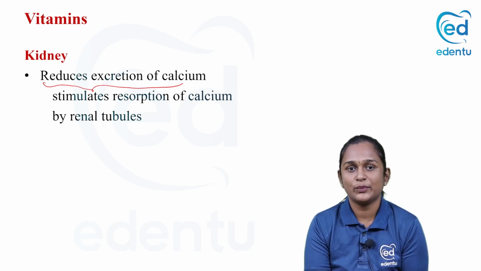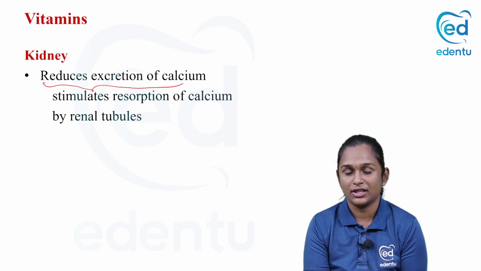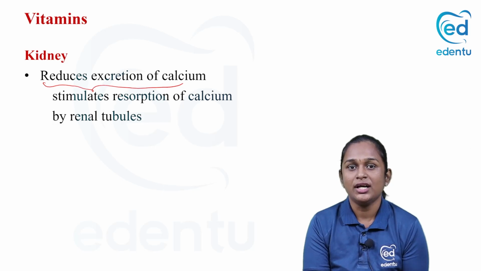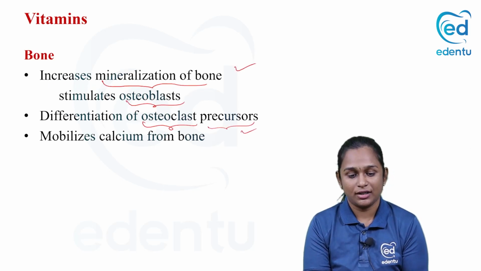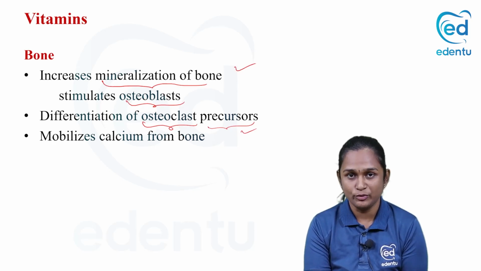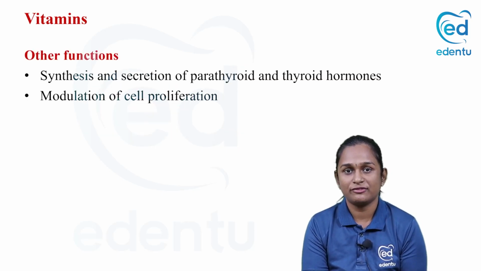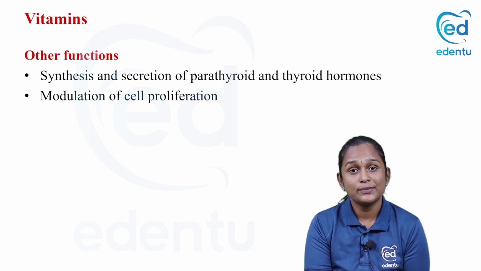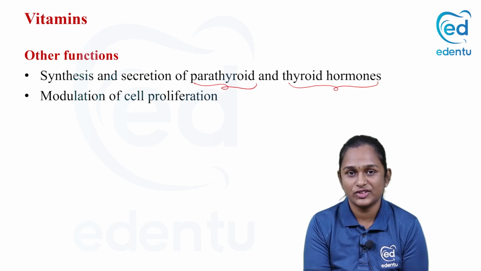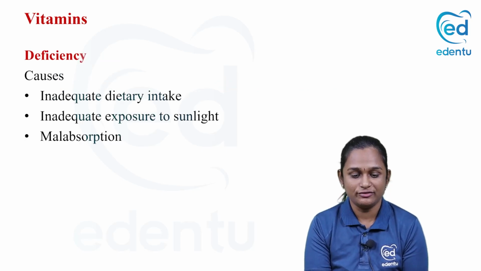Basically, vitamin D tries to maintain the calcium level. It increases the absorption of calcium from the small intestine. It increases the reabsorption of calcium from the renal tubules. It helps in mineralization of the bone, and whenever required, it helps in mobilizing calcium from the bone. So these are all functions of vitamin D with respect to maintaining calcium level. What are the other functions? It helps in the synthesis and secretion of parathyroid and thyroid hormones. It modulates proliferation of cells. So these are the other functions of vitamin D.